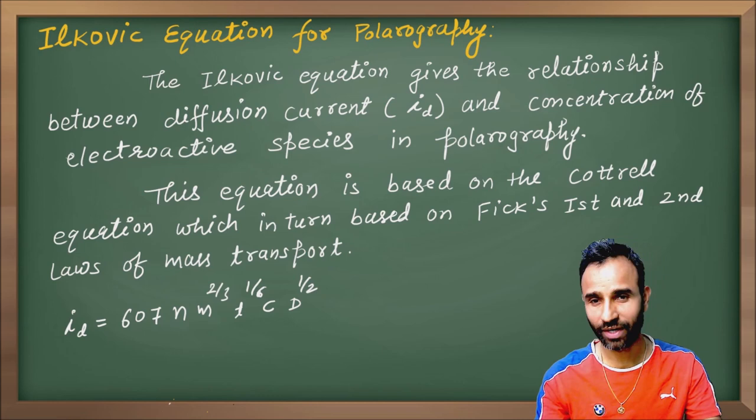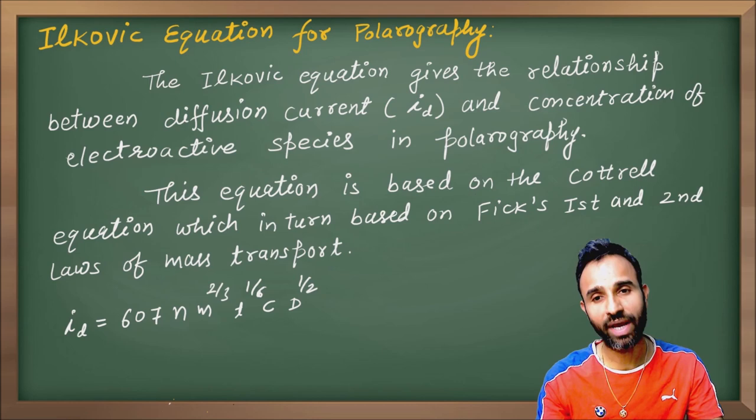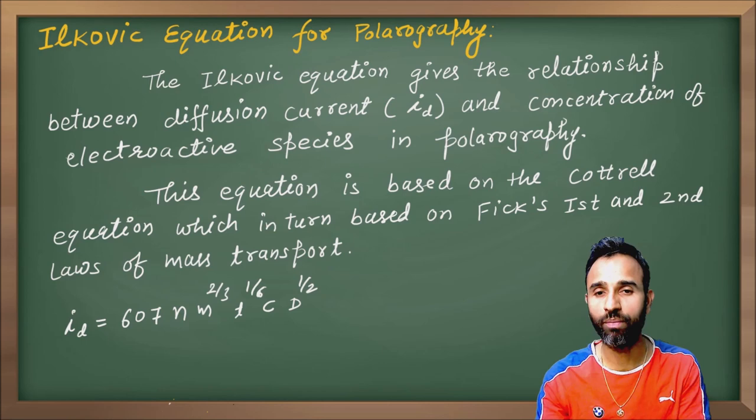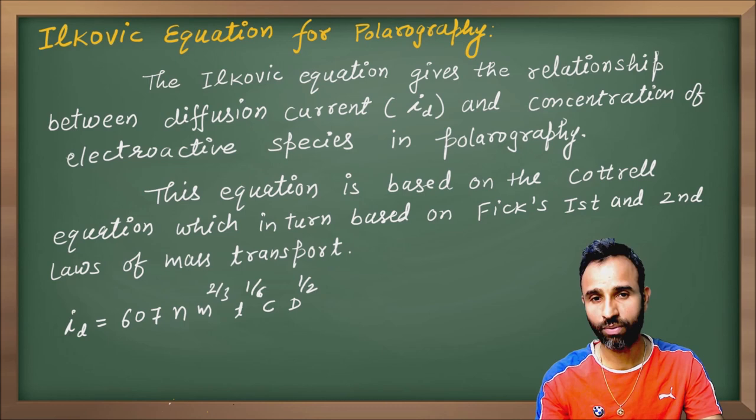n is the number of electrons involved in an electrode reaction or a redox reaction. m is the mass flow of mercury via capillary in milligram per second. t is the drop time in seconds. How much time that drop is formed and that electrolysis takes place on the particular drop. c is the concentration in millimole per liter. And capital D is diffusion coefficient in centimeter square per second.